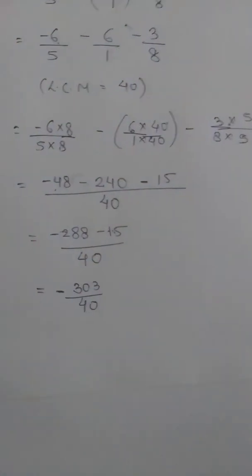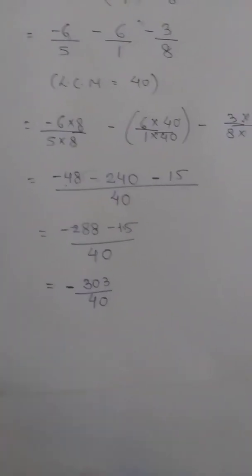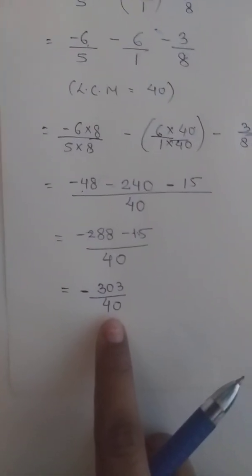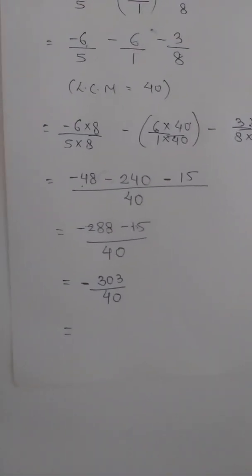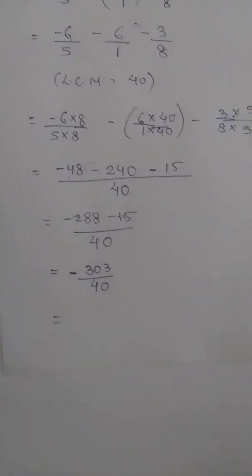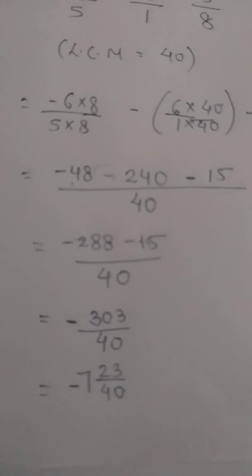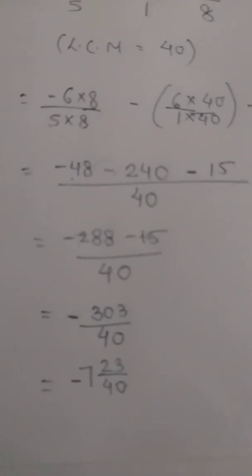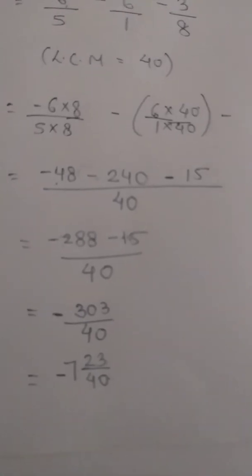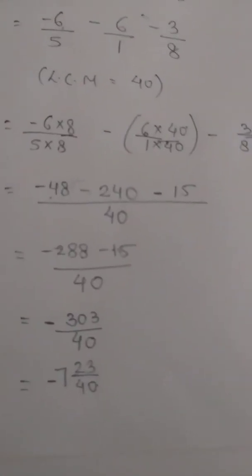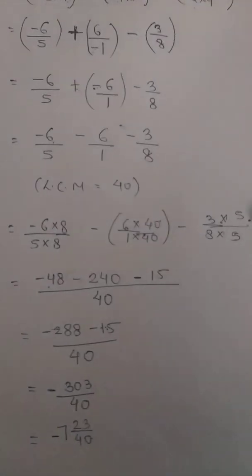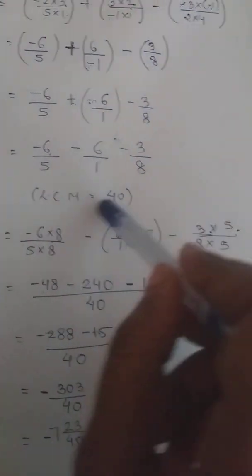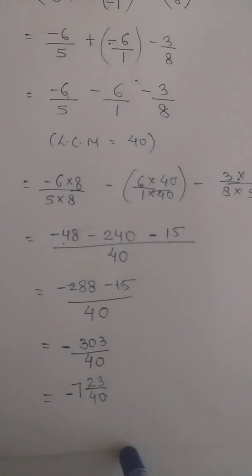Now convert this into a mixed fraction. Why? Because the denominator is less than the numerator. So 40 is stable. 40 7s are 280, and then remainder 23 by 40. So minus 7, 23 by 40. This is the answer. Firstly, we solve the brackets one by one, and then when we get the plus and minus sign, we have to find the LCM and make the denominator the same, and then only can we carry forward.